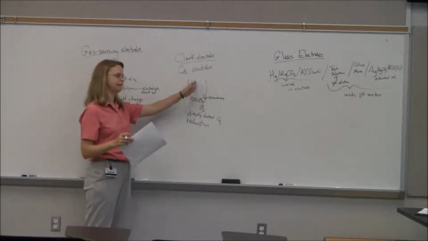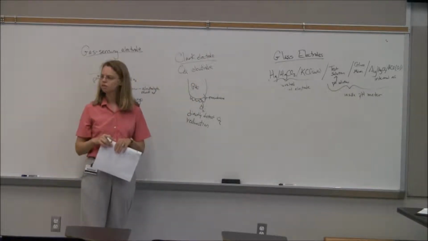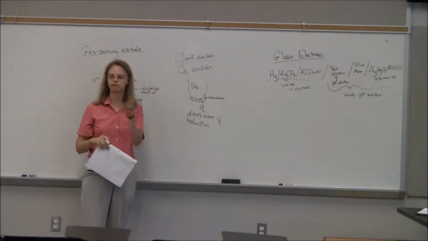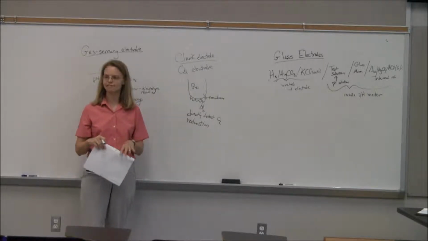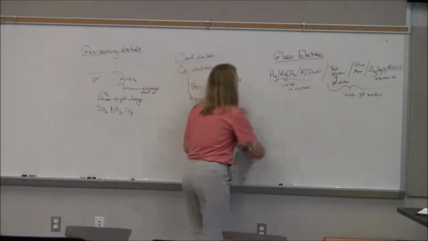Most of the time, these are platinum. This would be a platinum electrode, but not always. I just want you to know Clark electrodes are for oxygen. And if anyone starts talking about that, then oxygen should just drop into your brain. All right, the last type of ion-selective electrode.